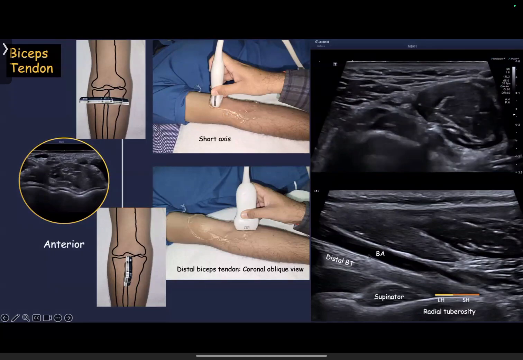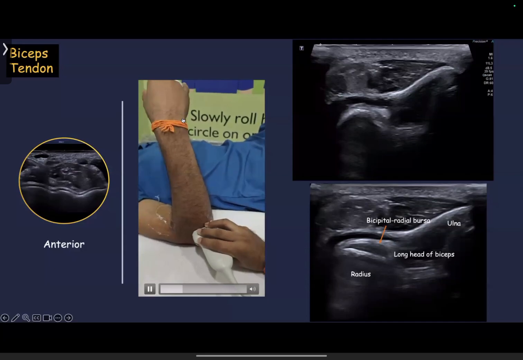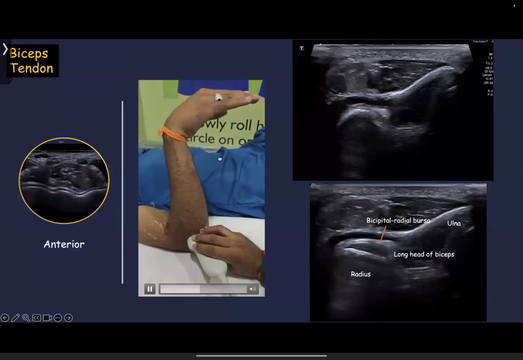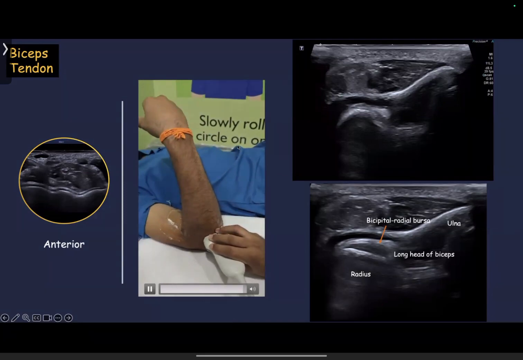It's very important to use this window of the brachial artery to look for this biceps tendon. That will really help you. For that, we need to have a proper coronal oblique view. Then one of the favorite maneuvers is the cobra maneuver. Here the patient lies down supine. We ask the patient to do flexion and a cobra position, and we'll evaluate dynamically in supination and pronation.